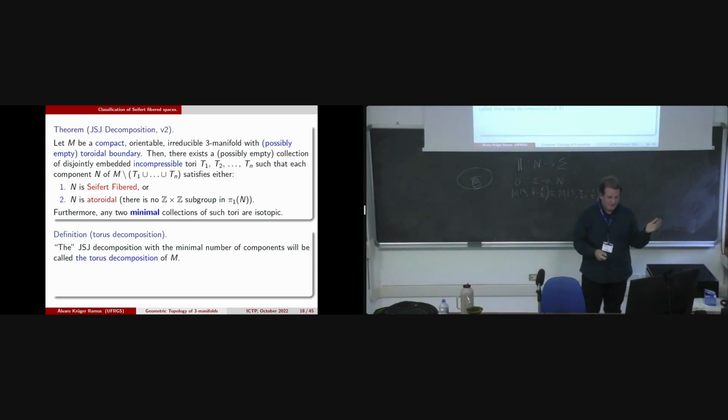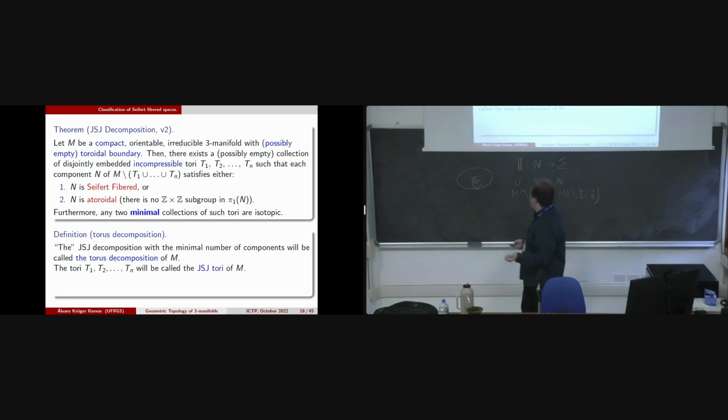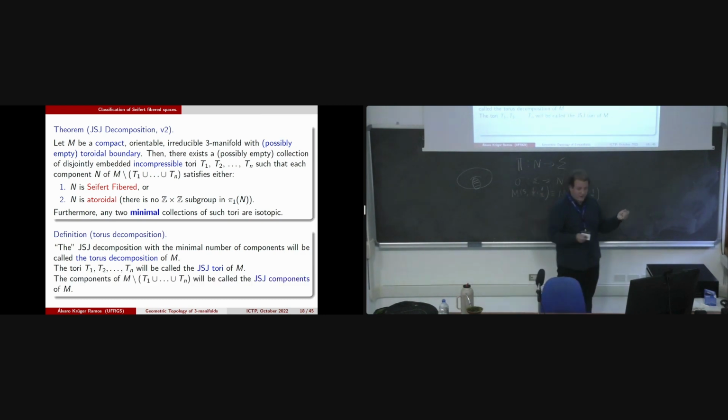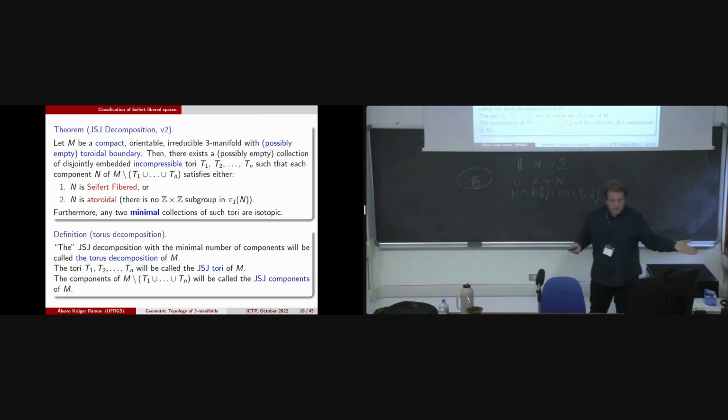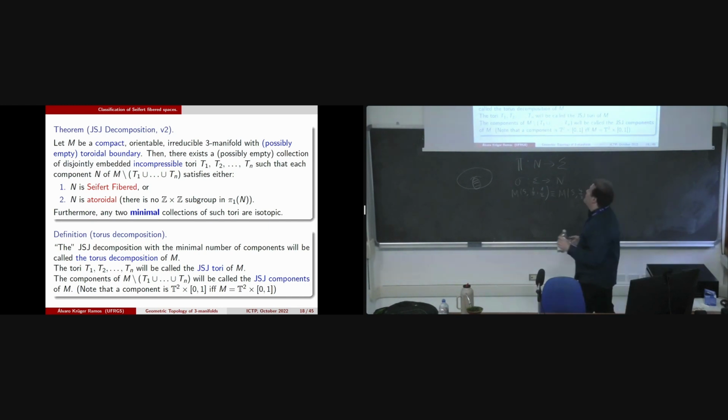Since this decomposition is now standard, in the sense that any two minimal collections are isotopic, we can talk about the decomposition. So the JSJ decomposition with the minimal number of components is going to be called the torus decomposition of the manifold. These tori are going to be called the JSJ tori of your manifold. The components that you create will be called the JSJ components of your manifold.